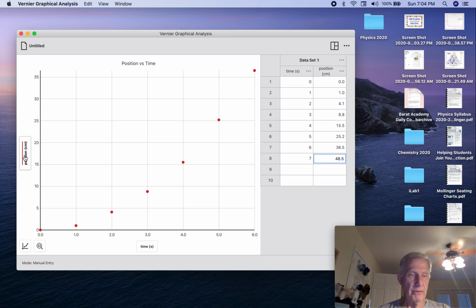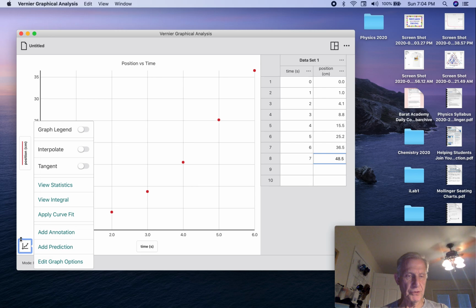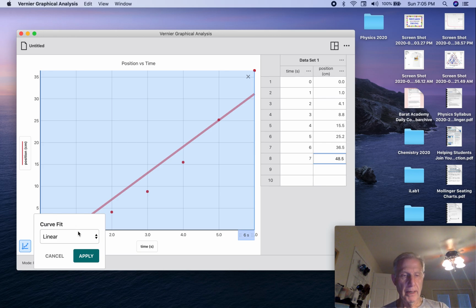So what do we have? We have a labeled graph. We have our data points plotted. Now we have to find a line of best fit. Let's let Graphical Analysis do that. Down here are graphing tools. Apply the curve fit. And its attempt at a linear fit is not very good.